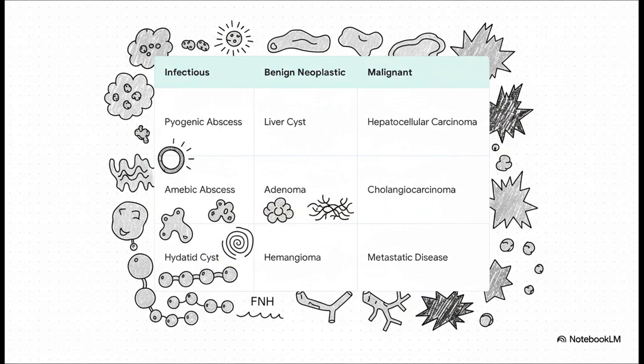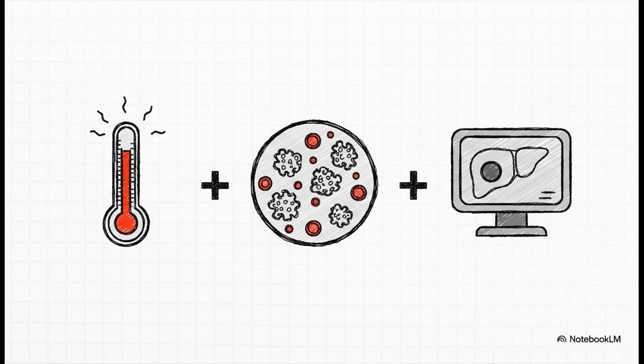For infectious causes, I'm thinking about a pyogenic or an amoebic abscess. In the benign bucket, which includes the most common liver mass of all, the hemangioma, we also have to consider simple cysts, adenomas, and focal nodular hyperplasia, or FNH. And finally, for the malignant lesions, my main concerns would be hepatocellular carcinoma, cholangiocarcinoma, or metastatic disease, which most often comes from colorectal cancer.